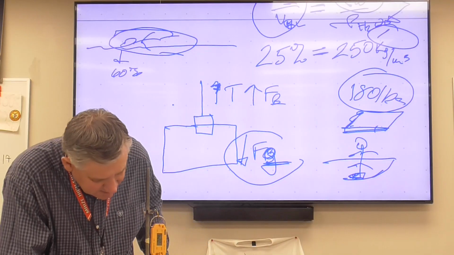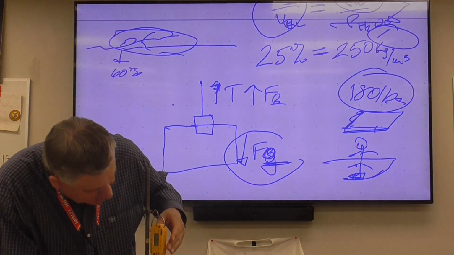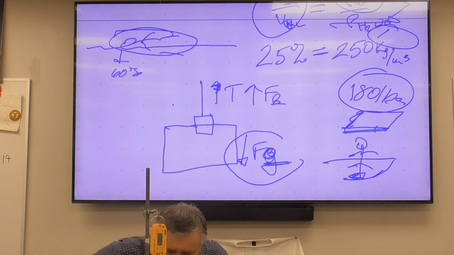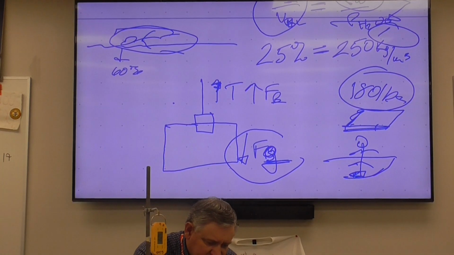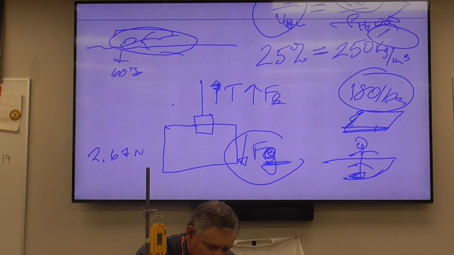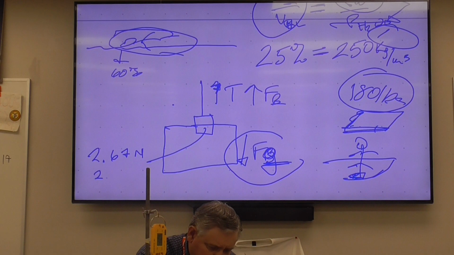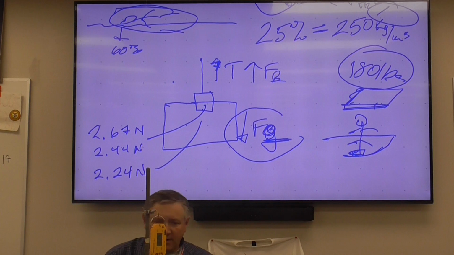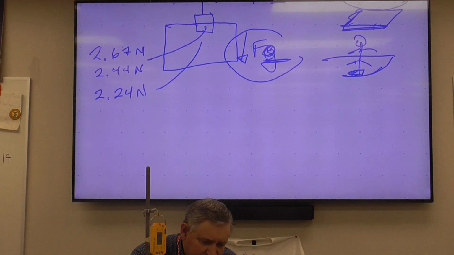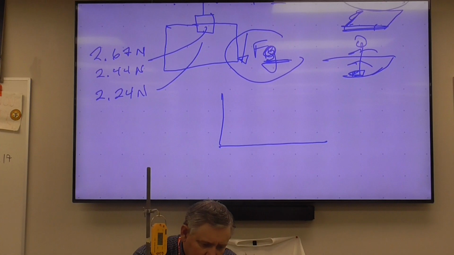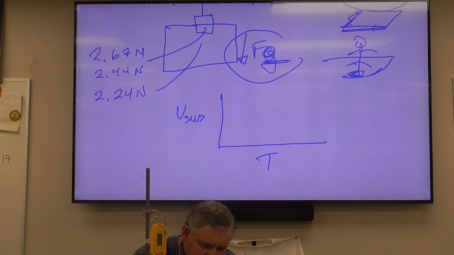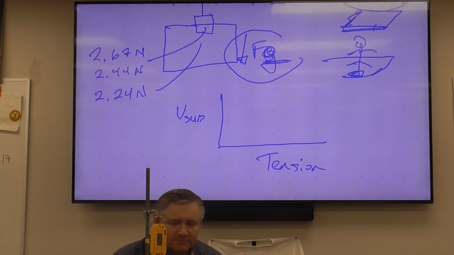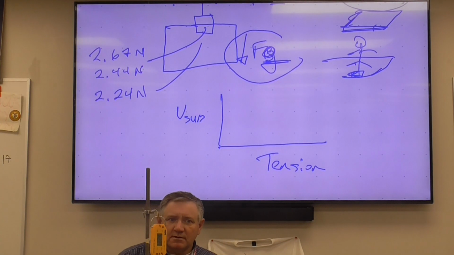It does decrease, but it drops to 2.24. So the initial value was 2.67. Then it was half submerged and it was 2.44. And now we're all the way down to 2.24 newtons. Okay? So if you were to draw a graph, and this is the volume that's submerged, and this is the tension on the string, what would that graph look like?